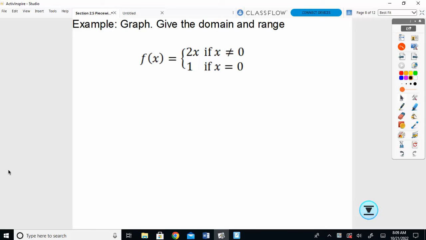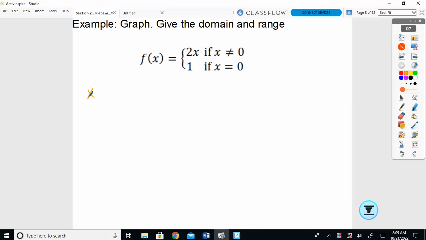Section 2.5. The first example is like the ones we had on homework. It's just a piecewise function. And what strategy did I tell you to do when you graph these? You made a table. You made a T-chart for each piece. This one looks a little bit different because of my requirements.